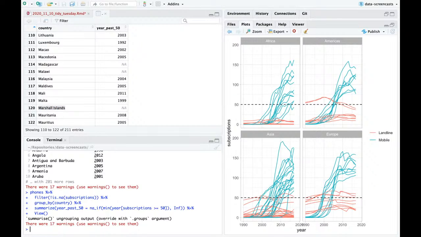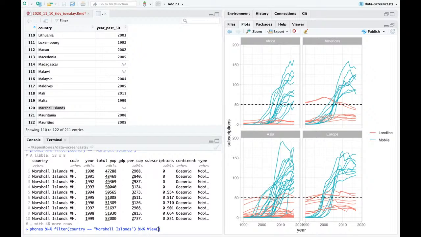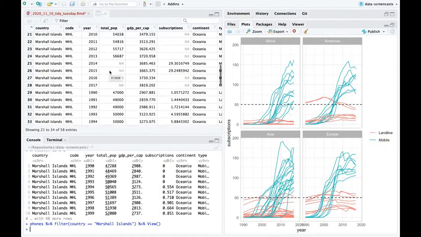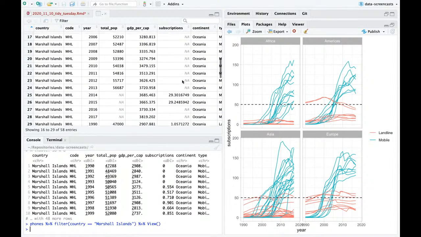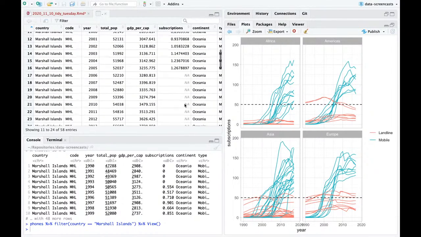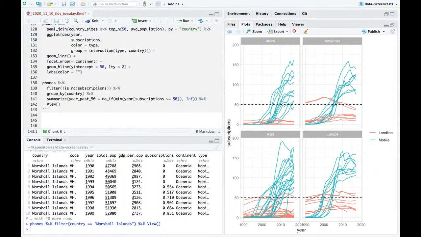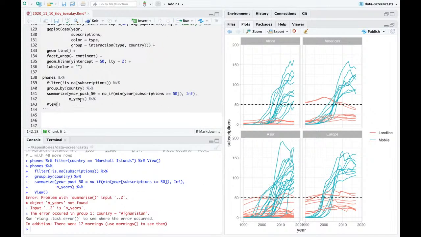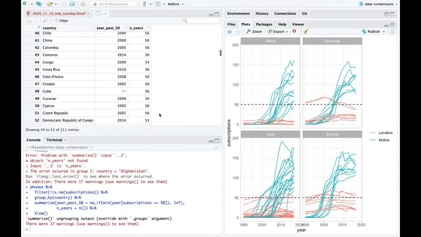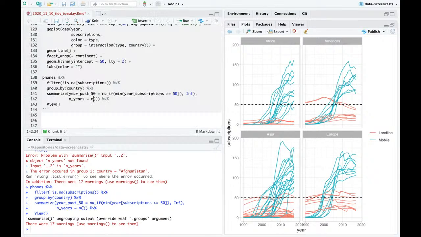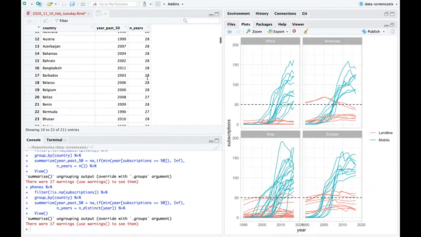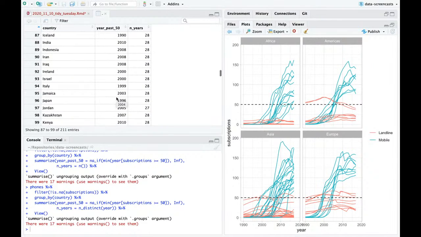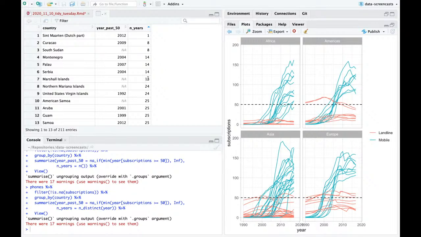So if I filter, for instance, of phones, filter, country is Marshall Islands. What we can see is, yeah, it does look like, I don't like that there's missing data. I might want to say n years is n distinct year. I want to say how many years did they cover? And so yeah, we can see Marshall only has 18 years.